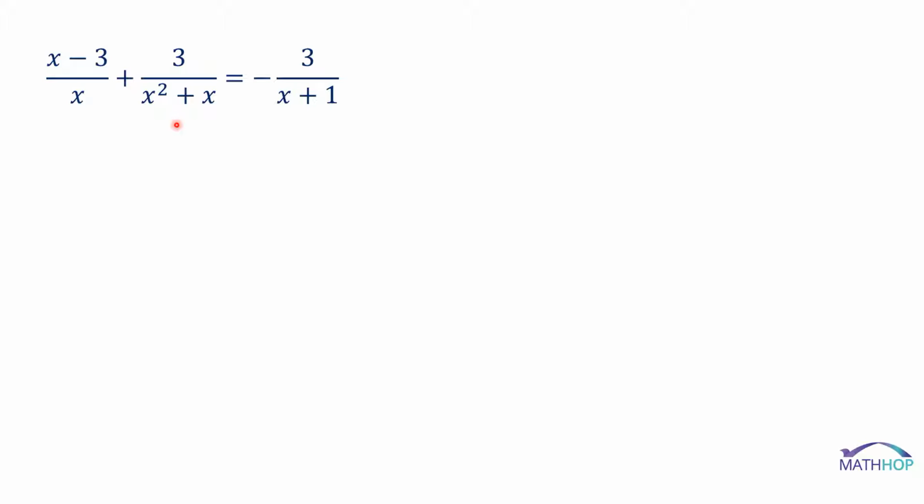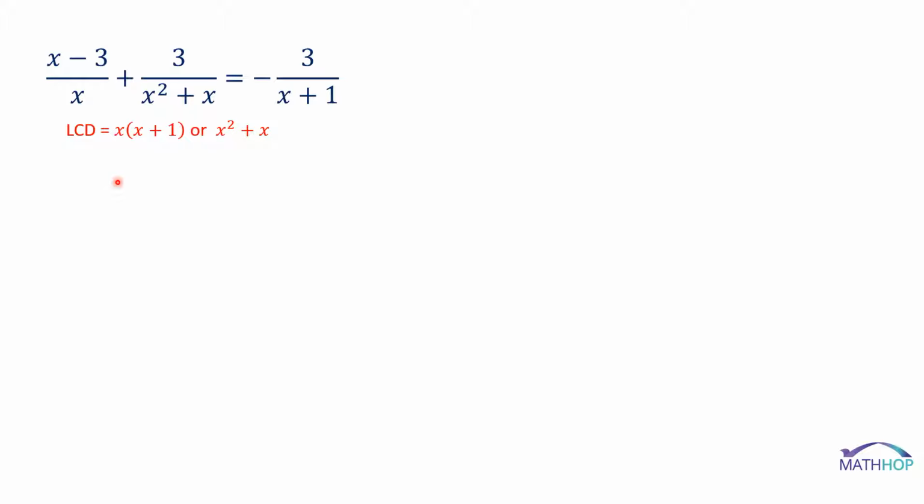I'm going to multiply everything by x times x plus 1, or x squared plus x. I keep it in factored form. It makes it much easier to divide out my denominators, but you could do it however you want. So the lowest common denominator is x times x plus 1, or x squared plus x.